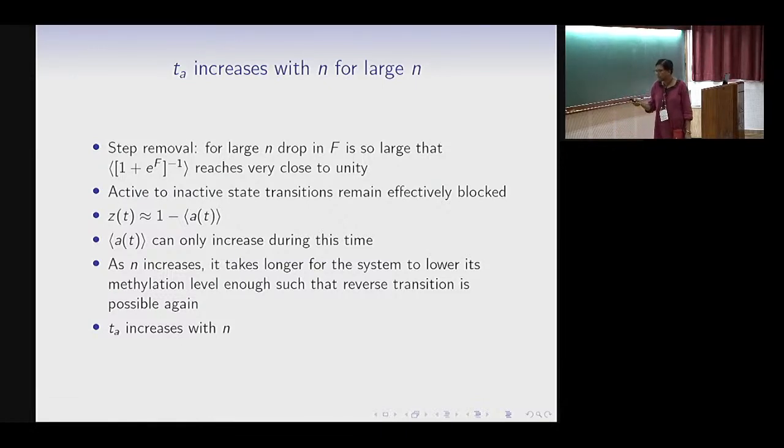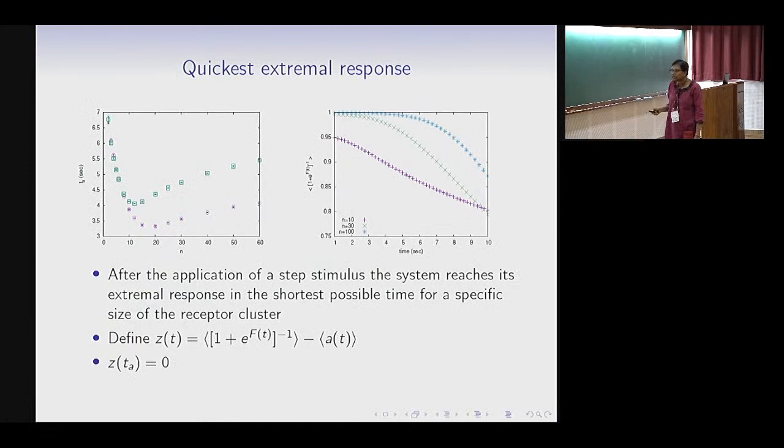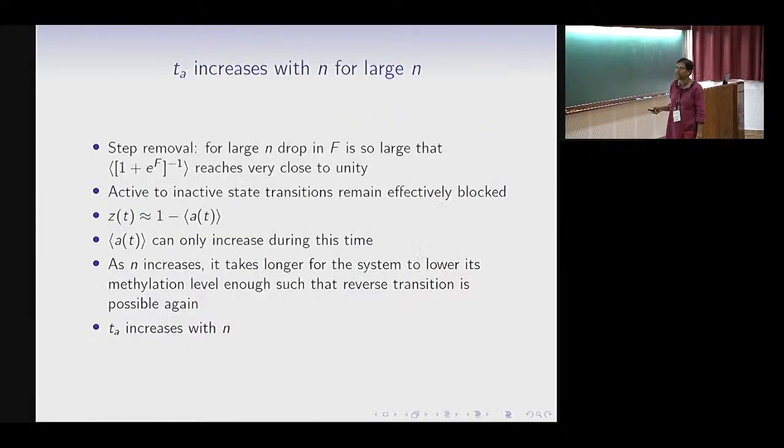So Zt, which was defined like this, now becomes 1 minus average activity. And in this time range, At can only increase. And as n increases, you have a larger drop in F, and therefore it takes longer for the system to lower its methylation level such that the reverse transition is possible again.